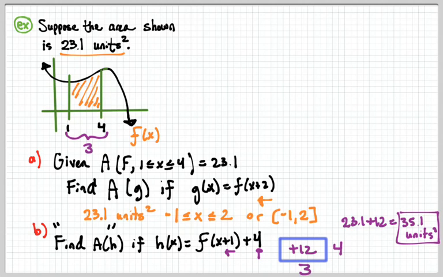And our domain, since we're going 1 to the left, will be, I'll show you in interval notation, 0, comma 3. And that's for part B. So again, the horizontal shift has no effect on the area, only the vertical shift. Remember to shift the domain with it.